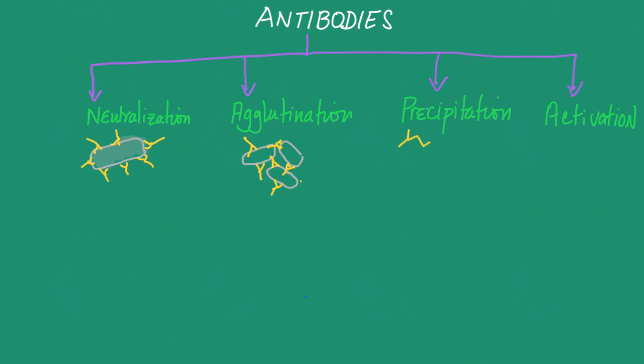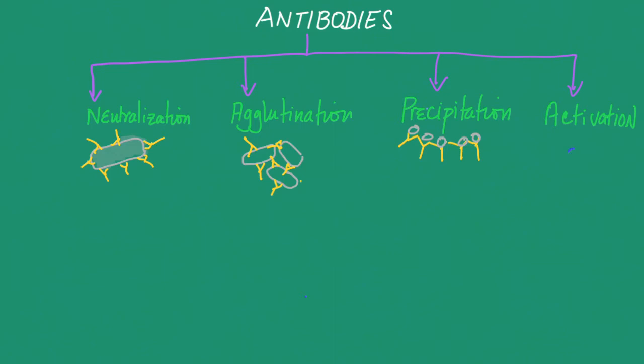The third way is precipitation. It's like sweeping up the antigens that may also be toxins in the blood, sweeping them up and making them more visible. So here are the antibodies attaching themselves to free antigens and making them more visible.